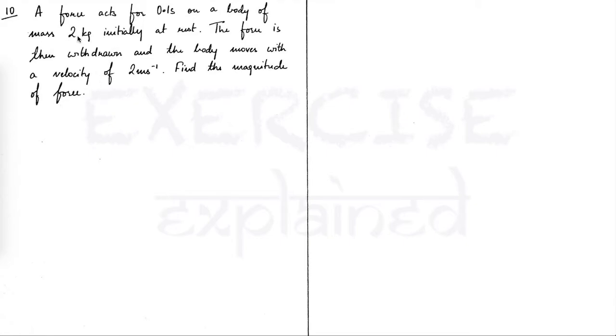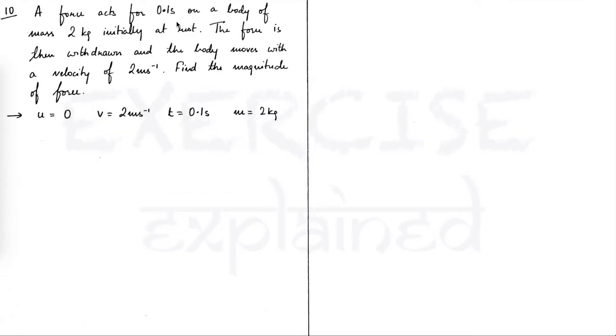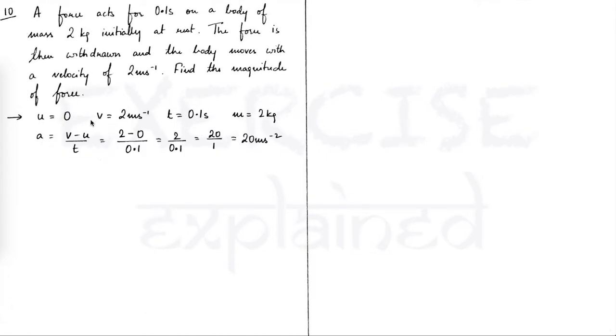So here mass is given as 2 kg. Time for which the force acts is given as 0.1 seconds. Final velocity is given as 2 meter per second. And since it is given initially at rest, we would take u is equal to 0. So v is equal to 2 meter per second, t is equal to 0.1 second, and m is equal to 2 kg. Since we have to find the magnitude of the force, we would be finding the acceleration first and then we have the mass, so we can find the force.